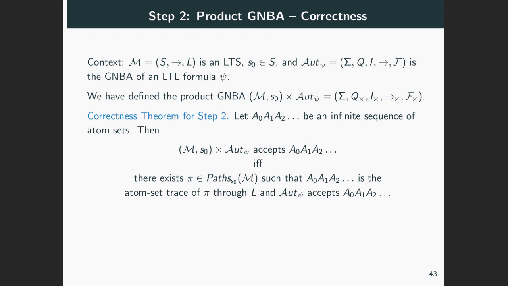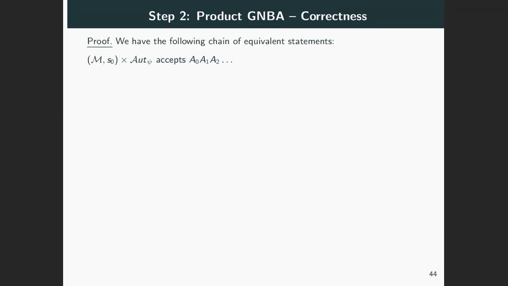The theorem says that A0, A1, and so on is accepted by the product automaton if and only if it is in the atom set trace of some path in M starting in S0 and is accepted by aut psi. This theorem follows routinely from the definition of product automaton. Let's see how. We have the following chain of equivalences.